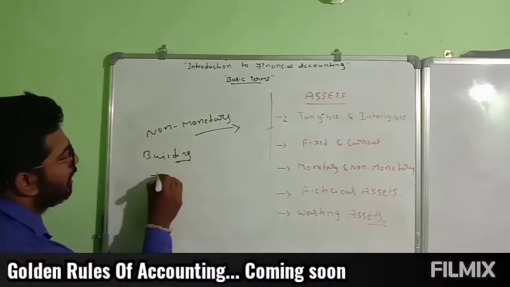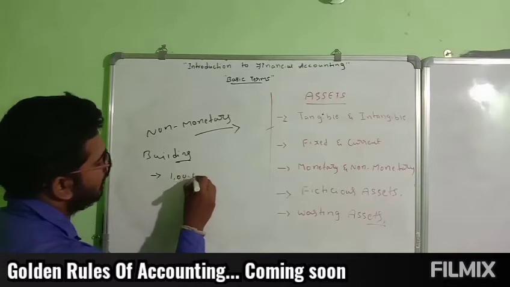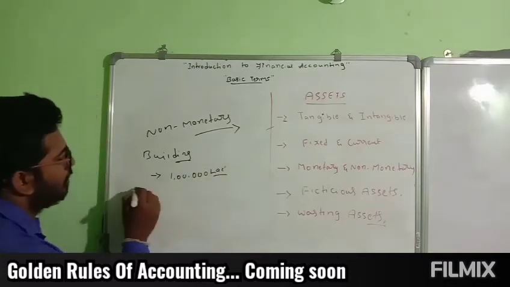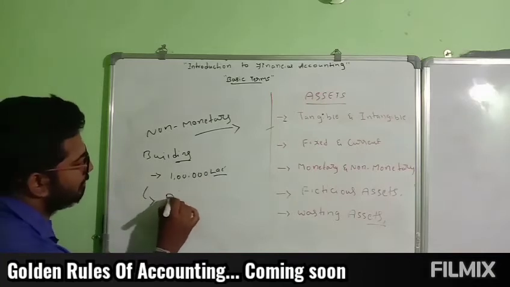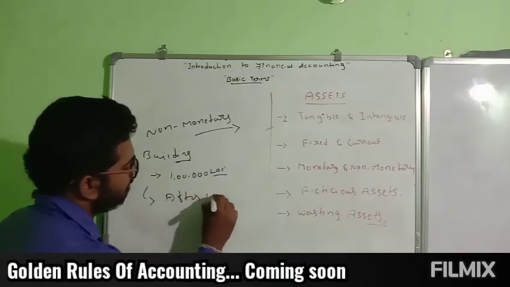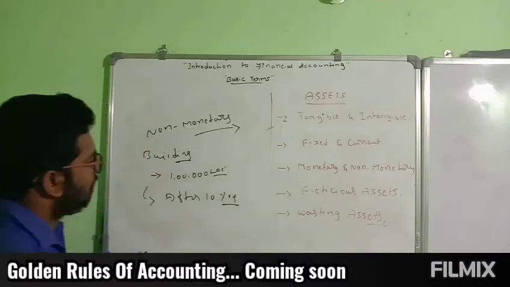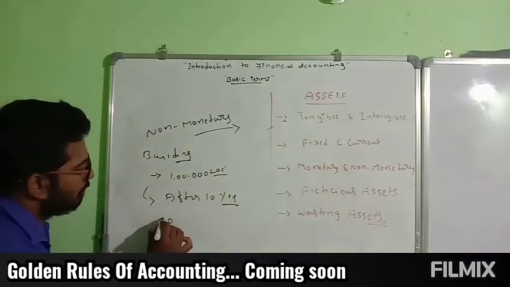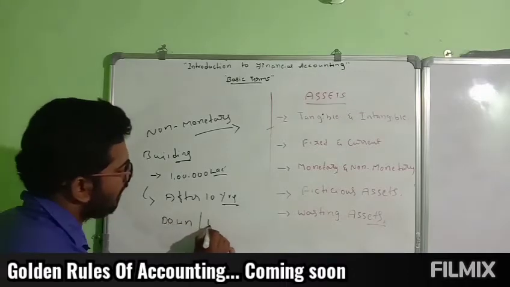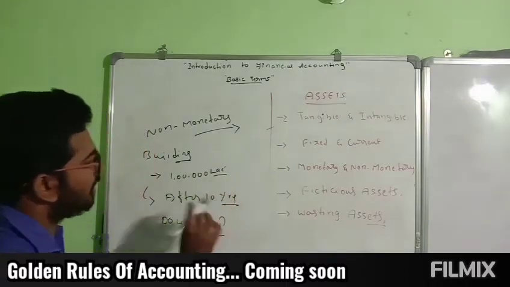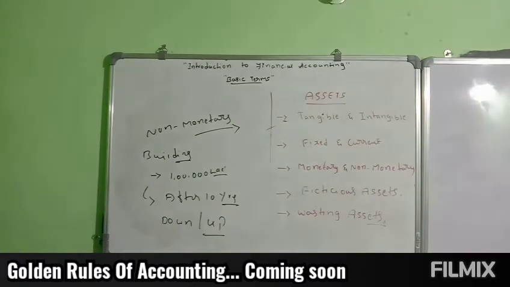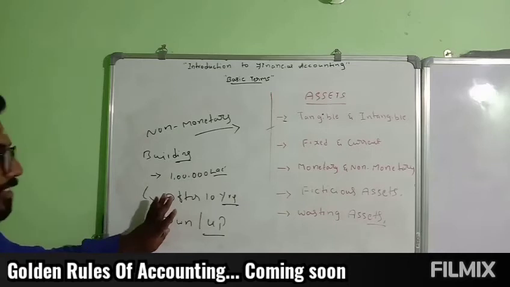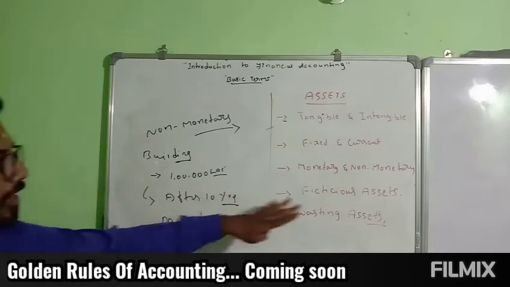a building. You constructed it 10 years back, it was worth rupees 1 lakh. After 10 years, the value will become down or up. So it won't realize for the same value. It may come down or go up, depending upon market factors. That is what we call a non-monetary asset.